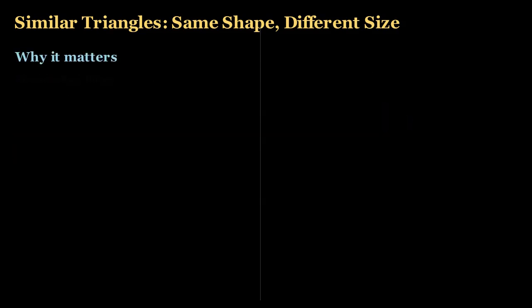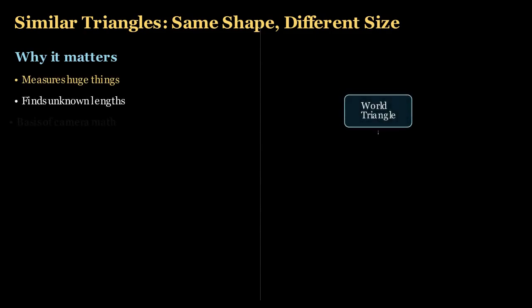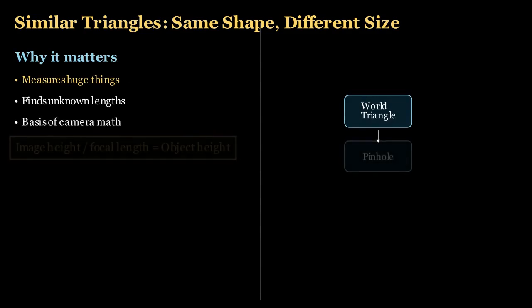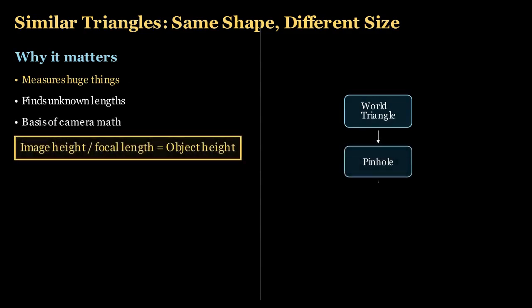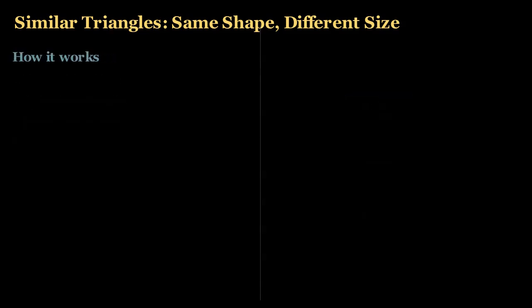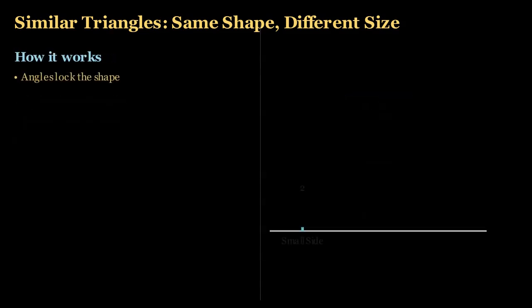You can't always measure a tall building with a ruler. But if you can make a tiny triangle similar to the big one, like the one formed inside your pinhole camera, you can use a simple proportion. The camera's image triangle is a miniature. If 2 triangles have the same angles, their sides must be in the same proportion.